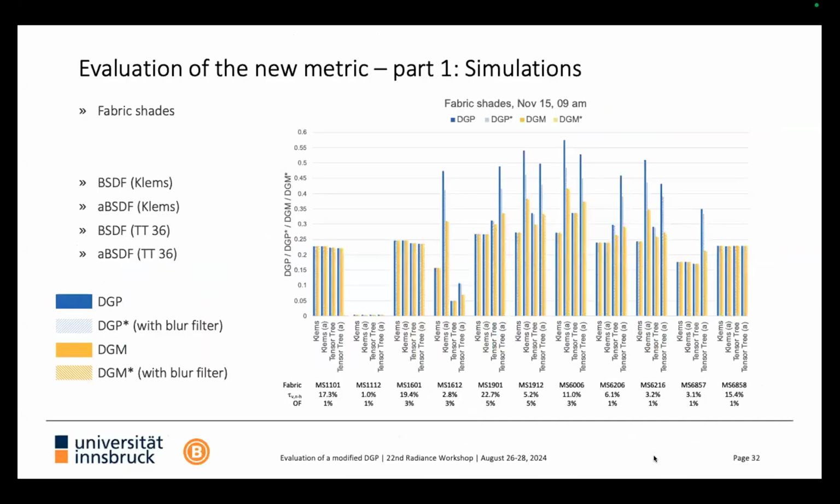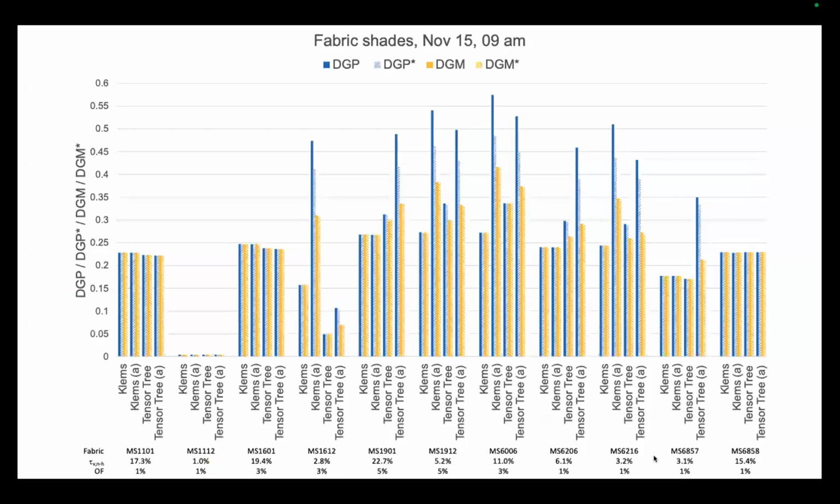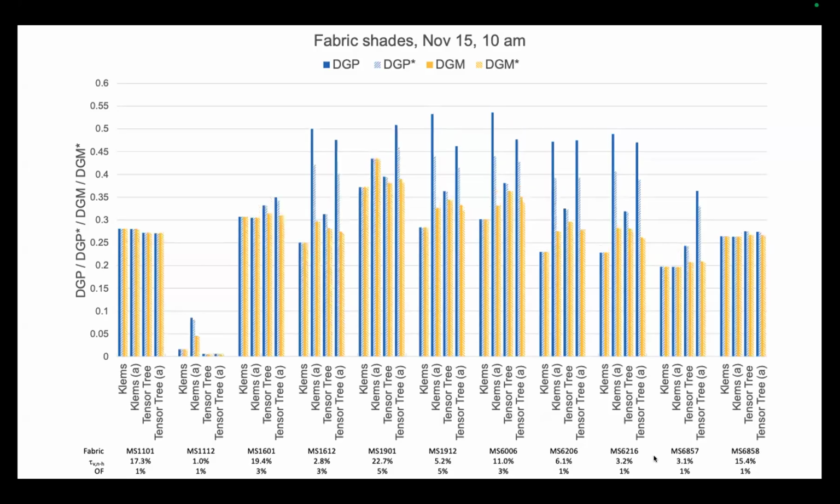Similar results for the fabric shades. We don't have here the material as a reference case, so we only have BSDF klems and tensor-tree with and without peak extraction. And also going through here, it's the same picture where you see that we level out these with the scaling and with the averaging in the periphery of the field of view.